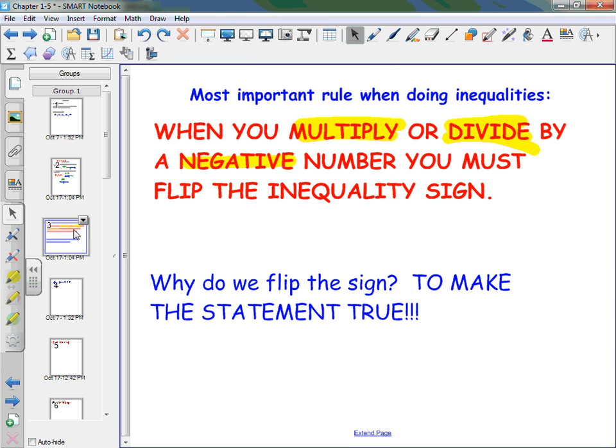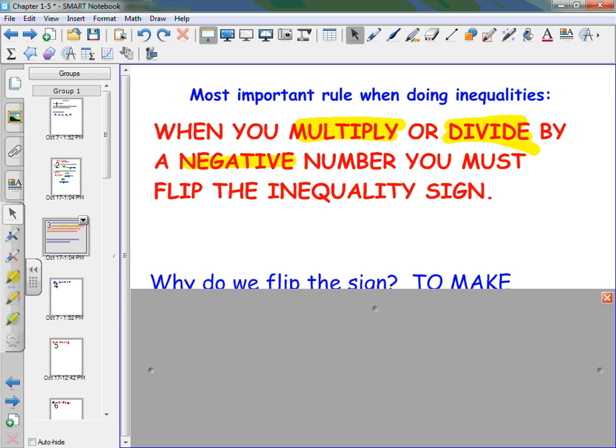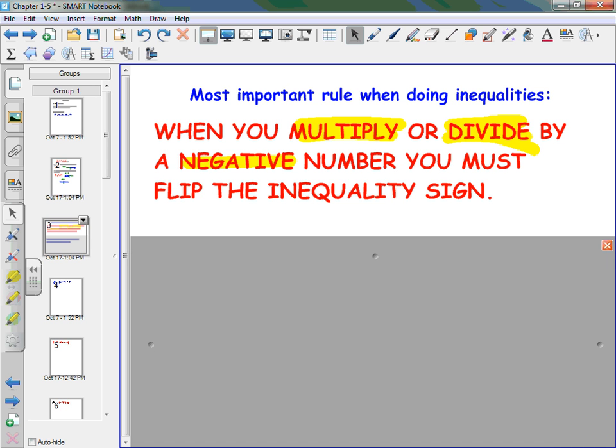Excellent. Okay, most important rule when doing inequalities. I cannot stress this enough. When you multiply or divide by a negative number, you must flip the inequality sign.